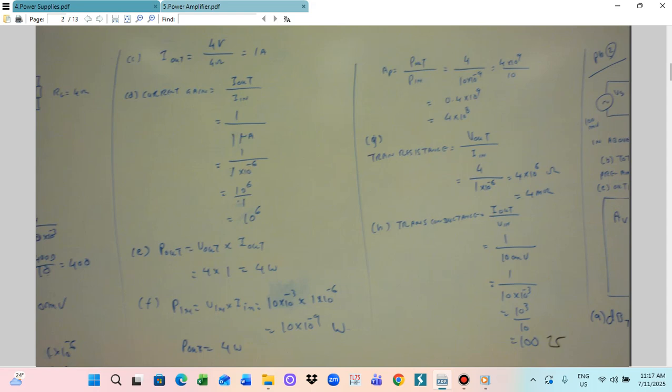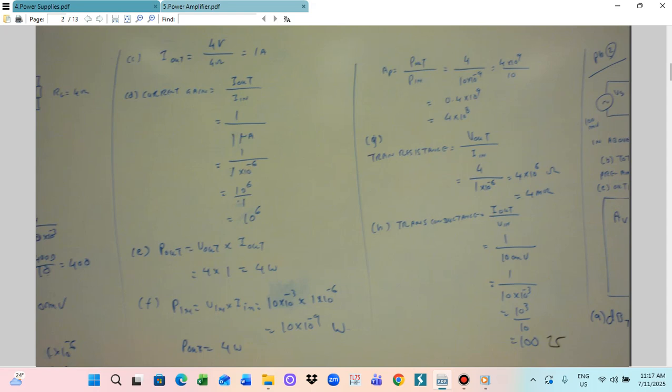Transresistance formula: output voltage by input current. Output voltage 4 volt, input current is 1 microampere, so you get the transresistance. Transconductance is output current by input voltage. Output current is 1 ampere, input voltage 10 millivolt, so you get a transconductance of 100. So this is the way we solve this problem to find the voltage gain, current gain, power gain, and transresistance and transconductance.